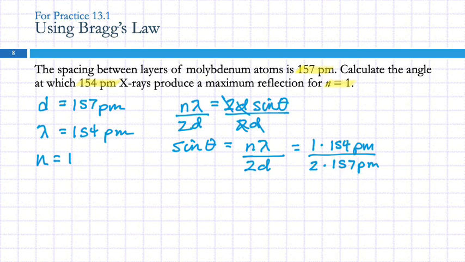Just sticking those numbers in with the units we were given, looking at what happens with the units, they are going to cancel out, so that means we don't have to convert these into other units at all. So I've got 154 divided by 2 divided by 157. I'll type that in. 0.49045. So that is equal to the sine of theta.